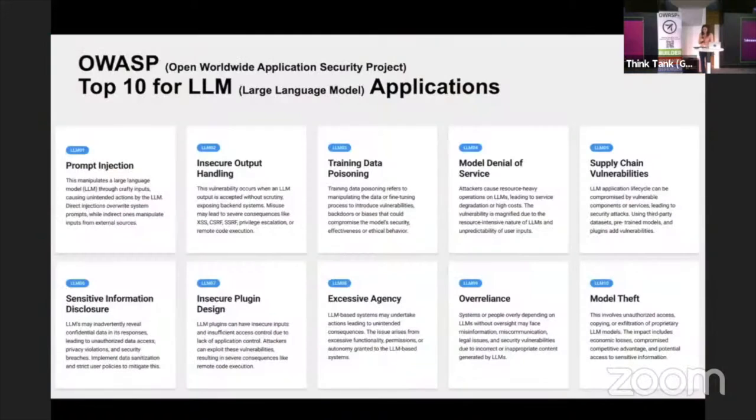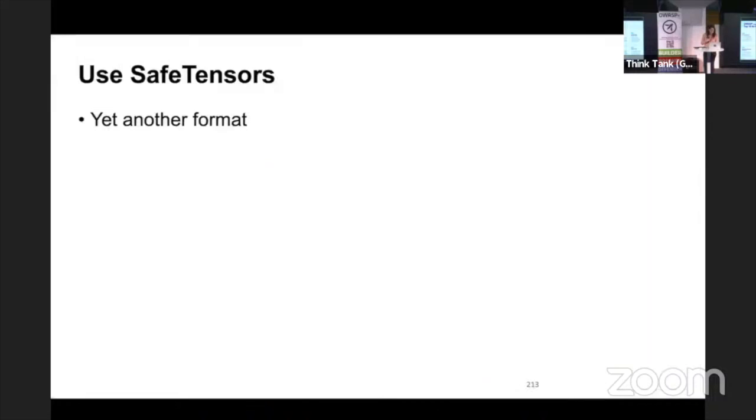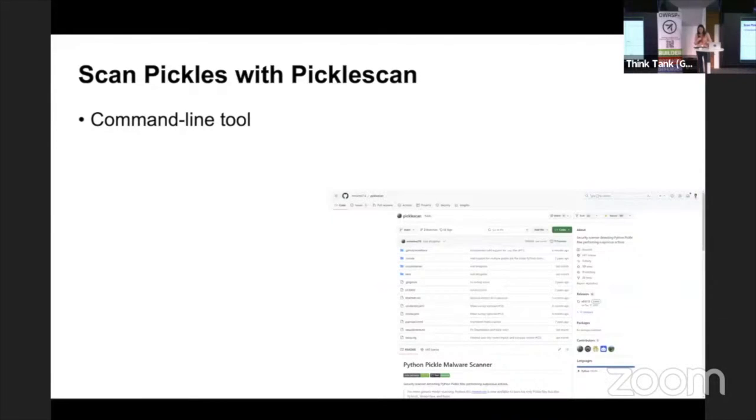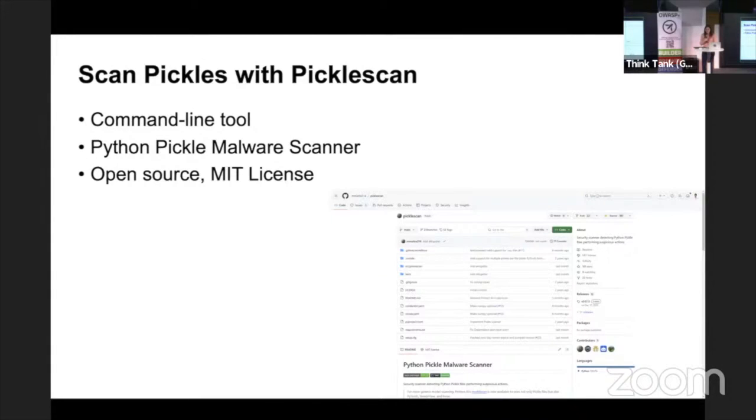Some takeaways. So, the OWASP Top 10 for LLMs keeps on changing. I recommend you take a look online and see what is there right now. Use safetensors. If you want to use something, use this. It's another format. It's safer. As far as we know, it doesn't run arbitrary code, unlike Pickle, but we don't know. It's faster, and it doesn't have a file size limit. But if you do choose to use Pickle, please scan it with Pickle Scan, which is a command line tool used to detect malware, and it's open source.